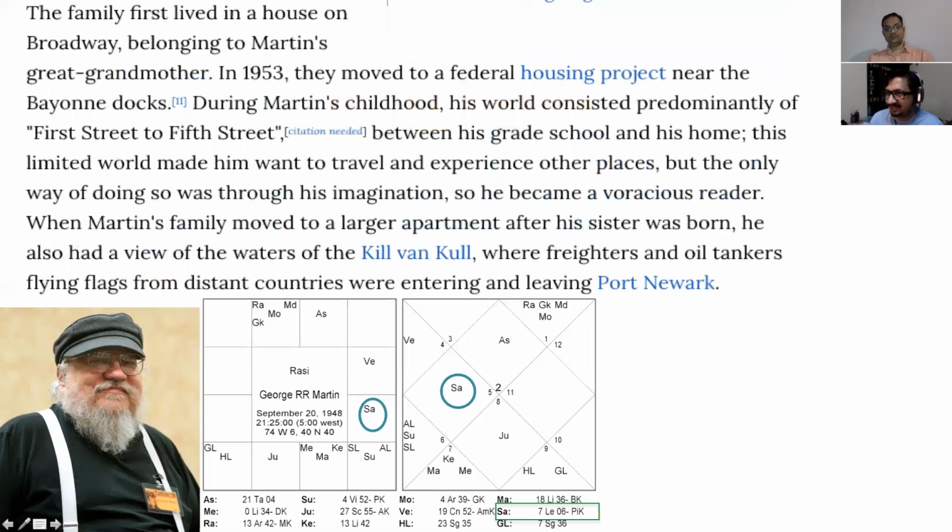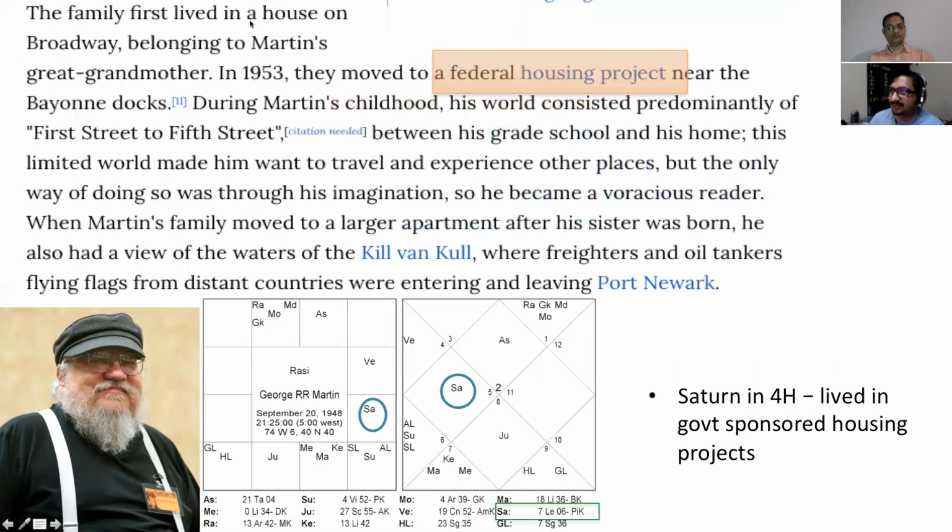Now the next slide shows the family first lived in a house on Broadway, and then they moved to a federal housing project near the Bayonne Docks. A housing project is a government-sponsored housing project, like government-sponsored houses for poor people. So you can clearly see the governmental level interference in his fourth house, his home. He obtained some governmental level favor for his home, and you can see Saturn is in the fourth house, living in a government-sponsored housing project.